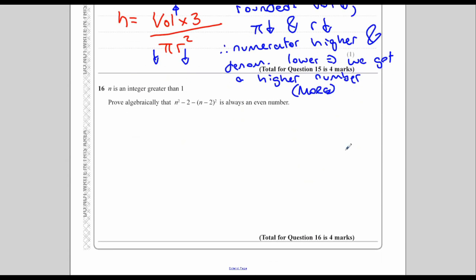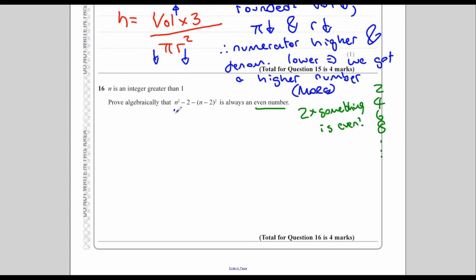16. N is an integer greater than 1. Prove algebraically that n squared minus 2 minus (n minus 2) all squared is always an even number. So an even number is even if it's 2, 4, 6, 8, etc. So 2 times something, anything, is even. Remember that.